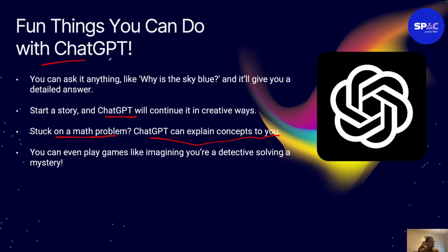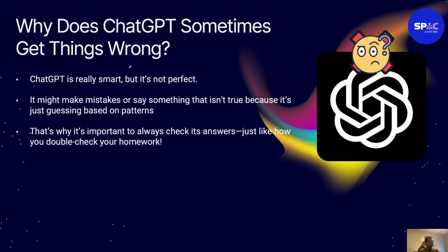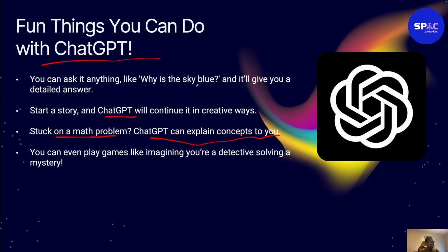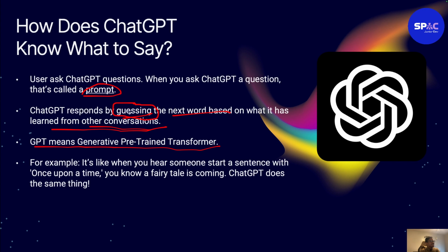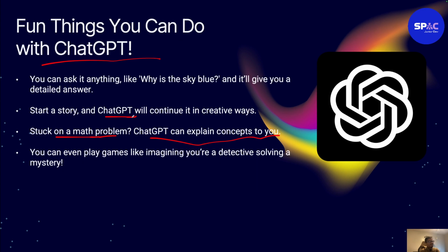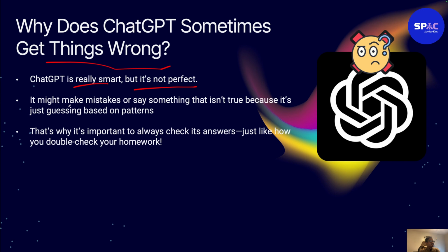So that's an example of what ChatGPT can do. So why does ChatGPT sometimes get it wrong? This is where it is very important, right? ChatGPT is really smart, but it's not perfect. Remember, I said that ChatGPT is actually guessing. So based on that, it's not perfect. It might make a mistake or say something that isn't true. It is possible because it's just guessing based on the pattern, right?